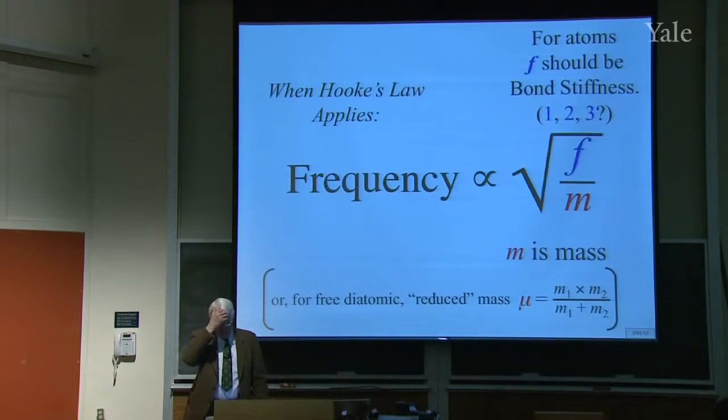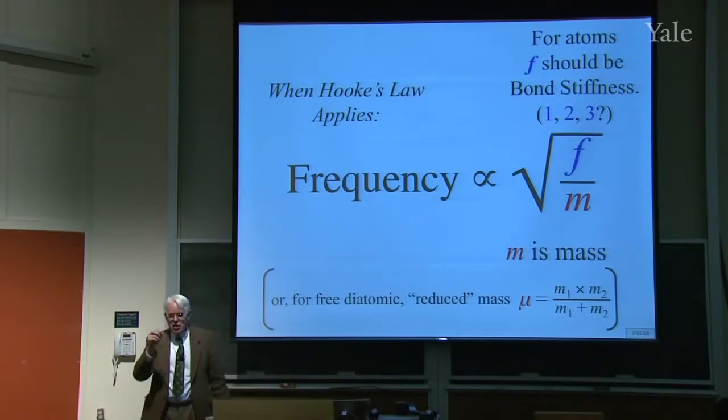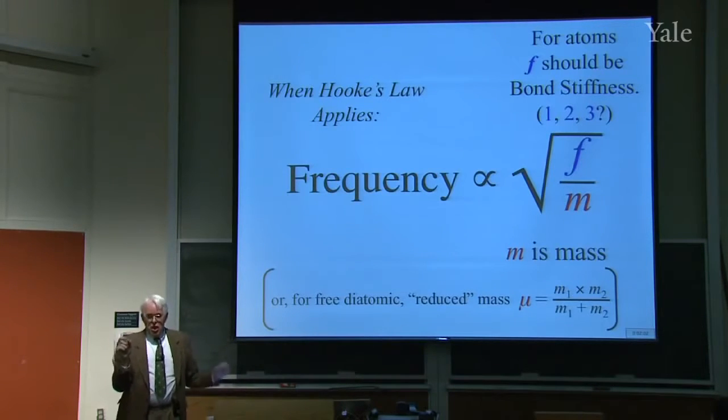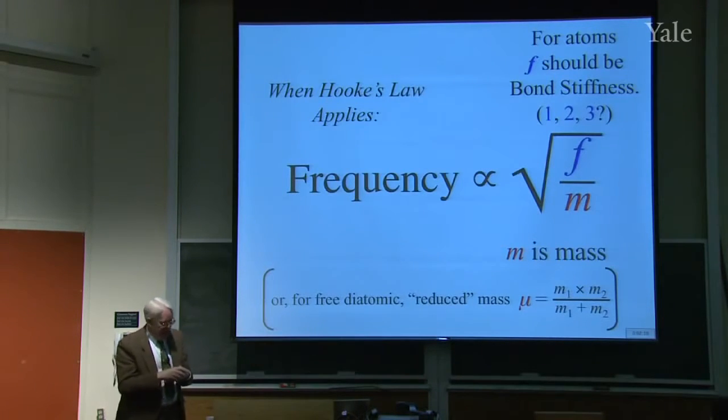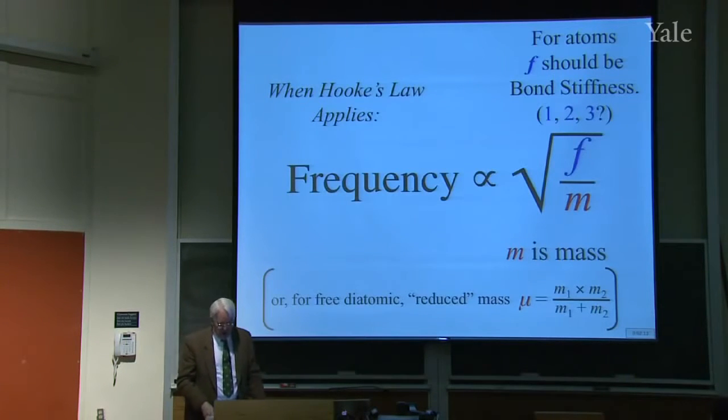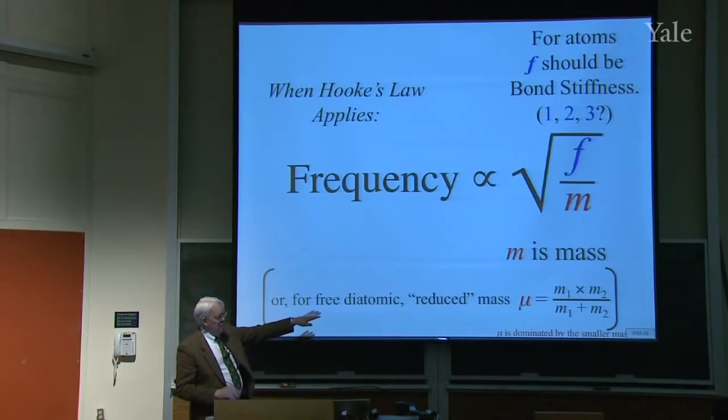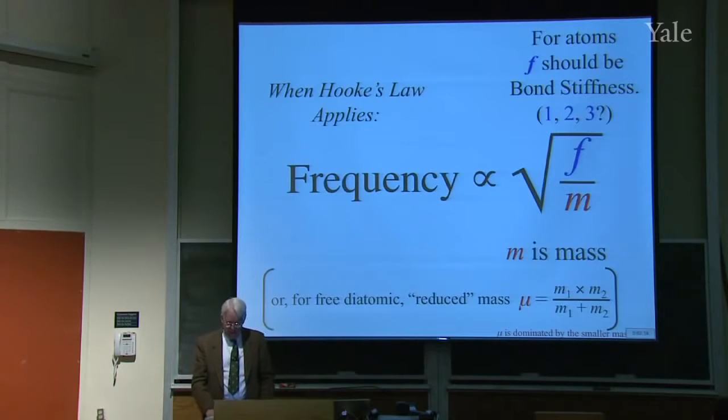Now, with respect to the mass, things get more complicated because it's not just one atom that's moving. Usually it would be at least 2 atoms that are moving, okay? And then what do you use for the mass? It turns out that in a diatomic, what you use is called the reduced mass. It's the product of the two masses divided by their sum. And we don't need to go into why that is. But what that means is that that effective mass, use the Greek mu instead of m, that's dominated by the smaller mass, right?